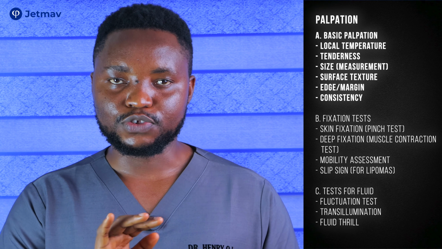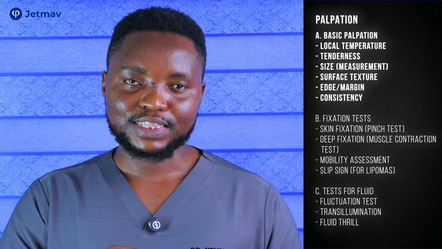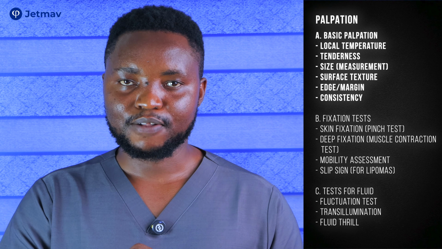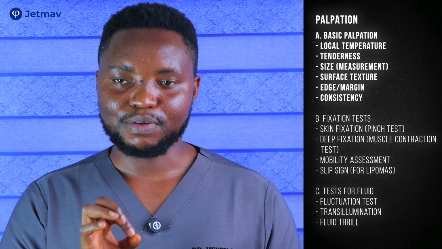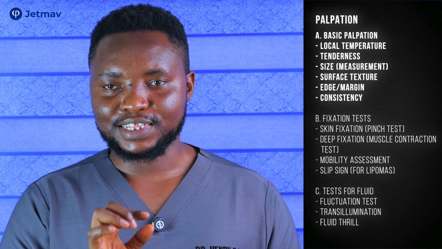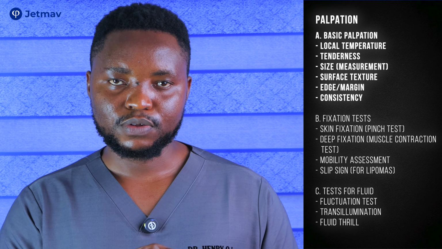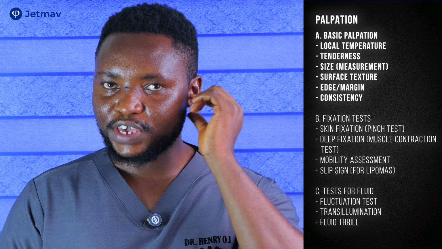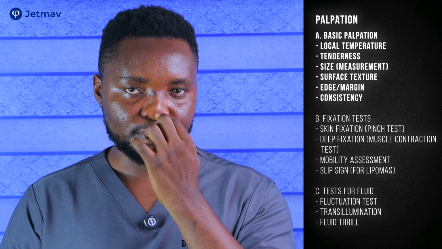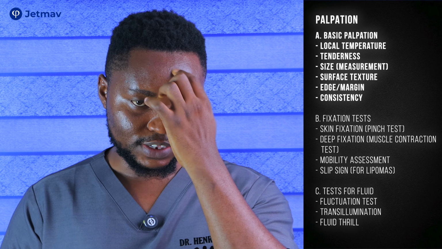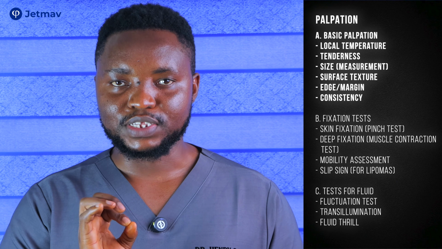Then you're also going to use your hand to feel the surface texture of the mass. Then try to feel the edge of the mass. Then you're also going to note the consistency of the mass. The consistency of the mass can either be hard, firm, or soft. We always note it with this: your earlobe is soft, your nose is firm, then your forehead is hard. Okay, so you note the consistency of the mass.